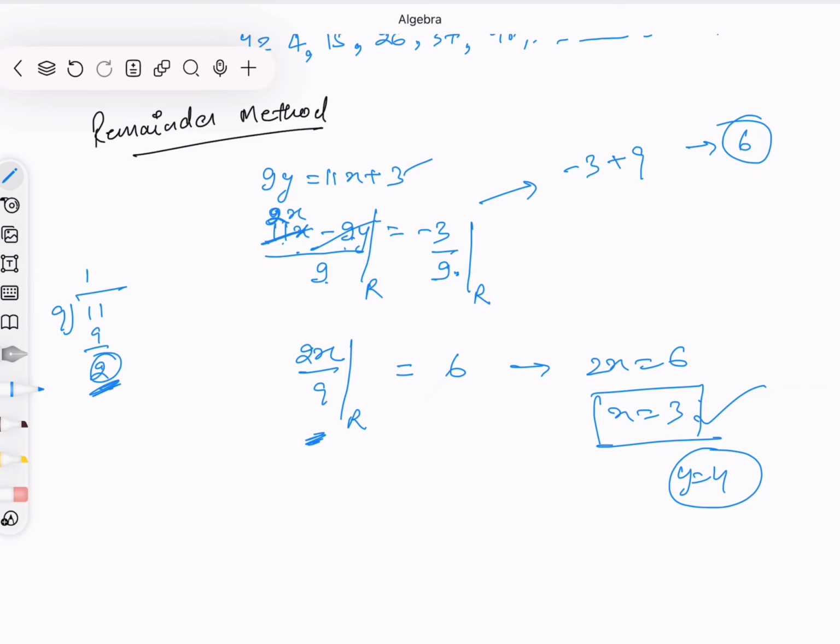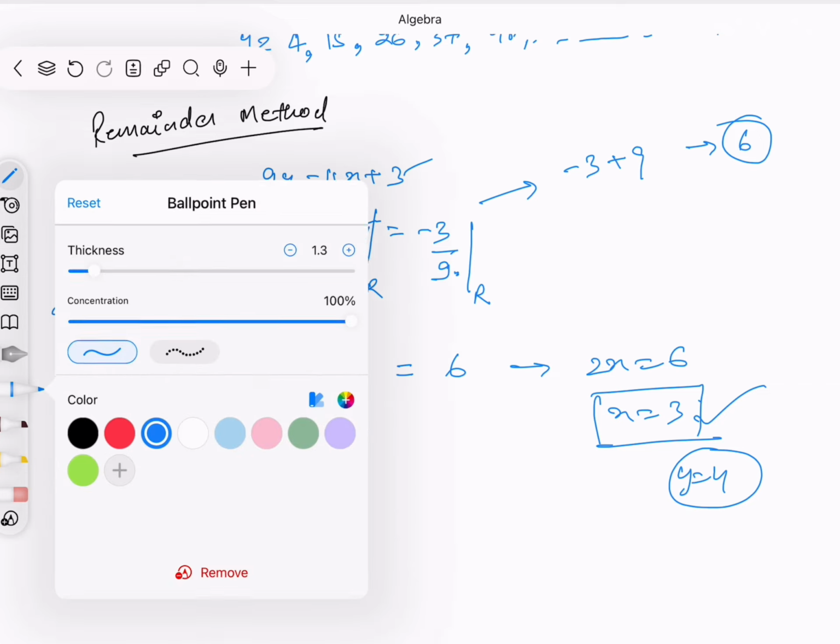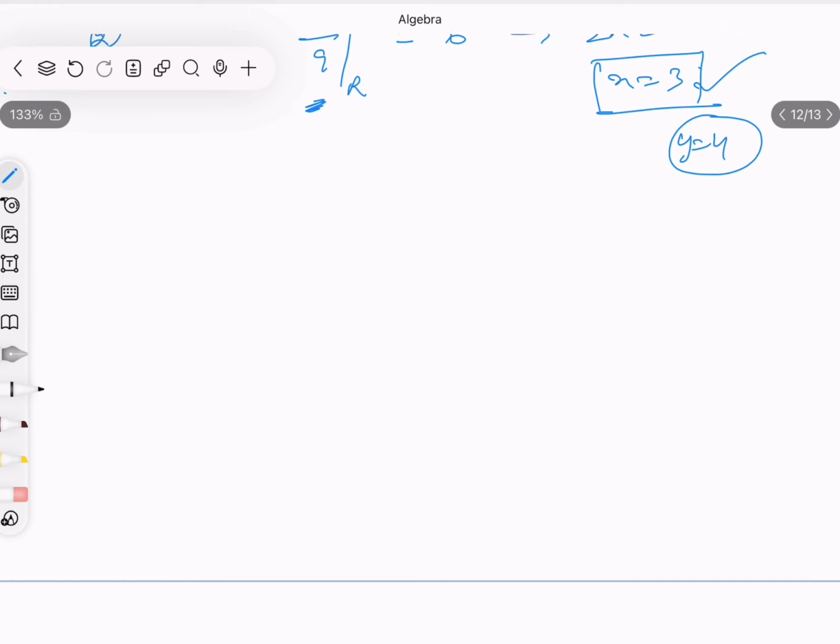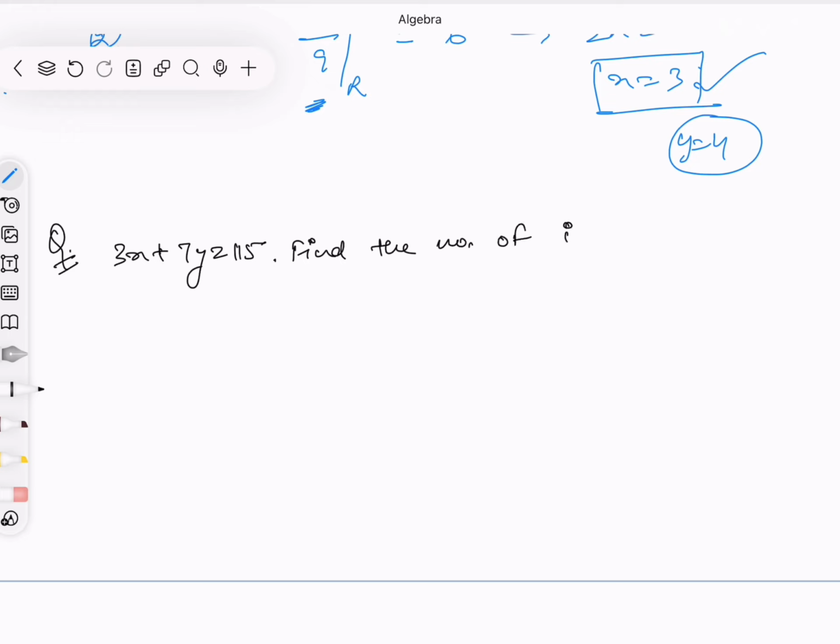Right. Let's see another question and try to solve that. 3x plus 7y equals to 150. Find the number of integral solutions. The same thing that we just saw. Let's try to solve this. Pause the video and try to solve this. Let's see the solution.